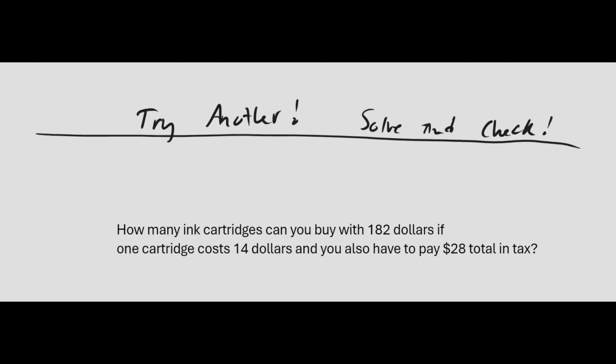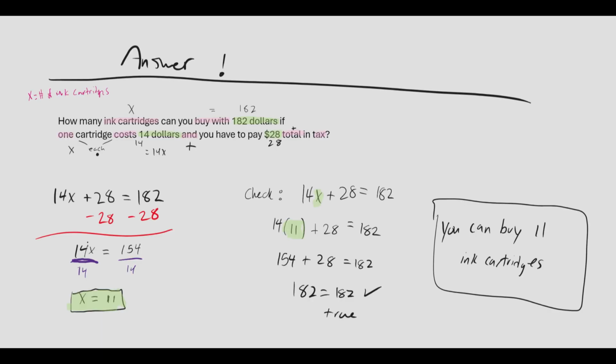Now try this second word problem. Pause the video, read it over, solve it, check your answer, and put it in words. When you're finished, you may unpause the video and check your answer. Alrighty, we have the problem. How many ink cartridges can you buy with $182 if one cartridge costs $14 and you have to pay $28 total in tax? So there's a little more layers to this one.